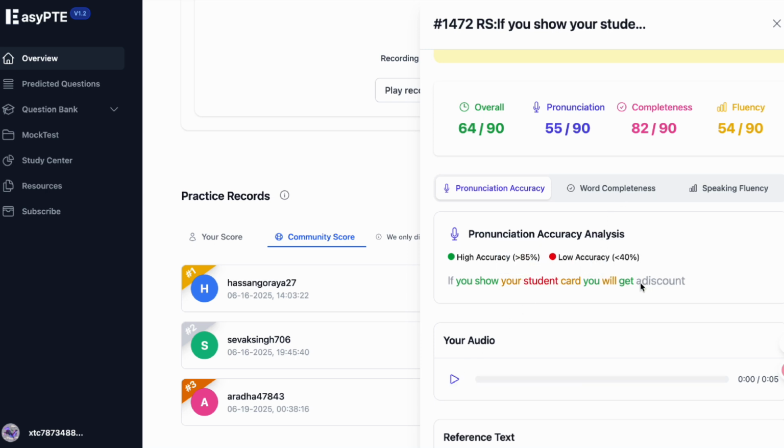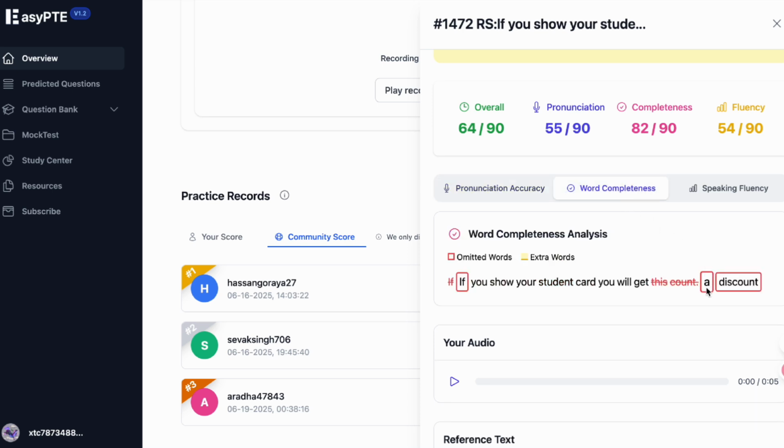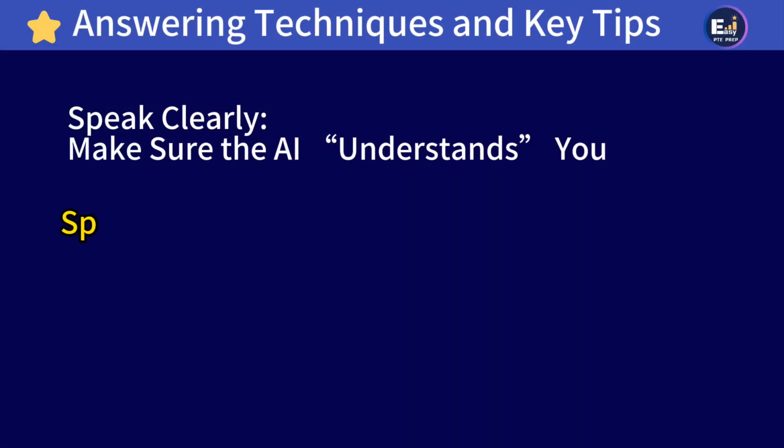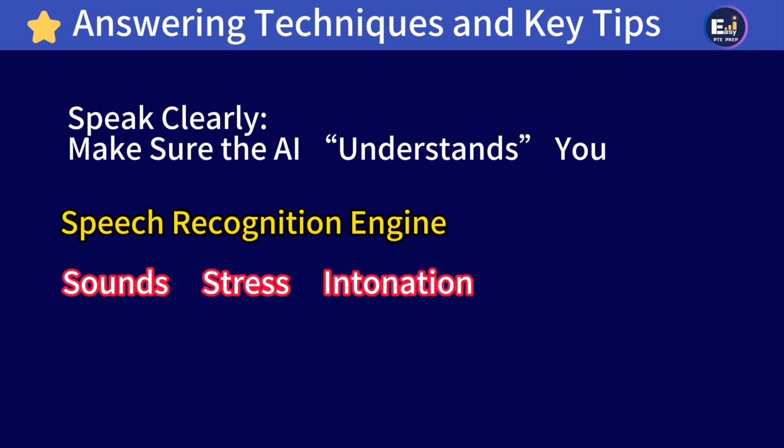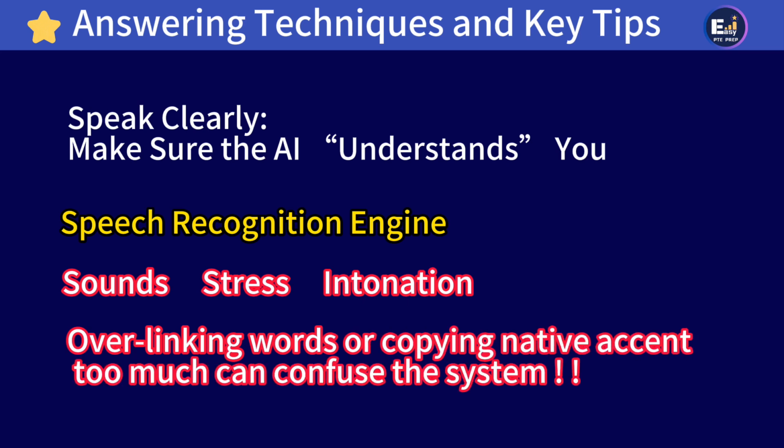He spoke clearly, at a good pace, and had natural intonation. But when he tried to link a discount into one sound, the AI recognized it as discount, so he lost points for incorrect content. Why did this happen? Because PTE's scoring system uses a speech recognition engine, not a human listener. It relies on sounds, stress, and intonation, not your intention. Overlinking words or copying native accent too much can confuse the system.